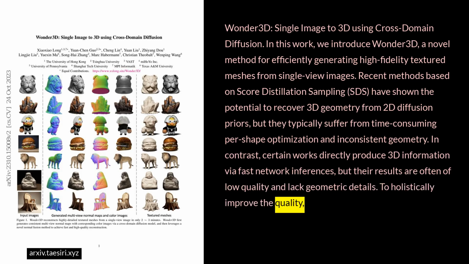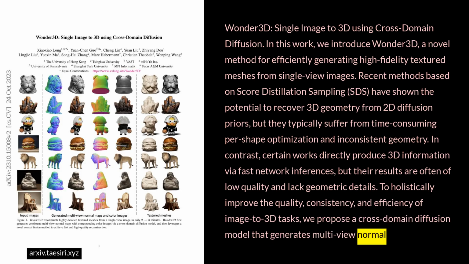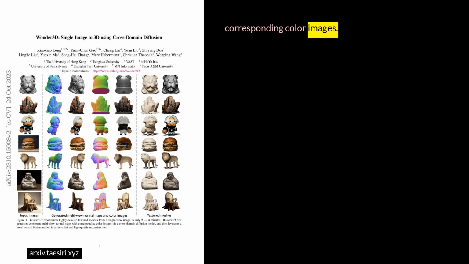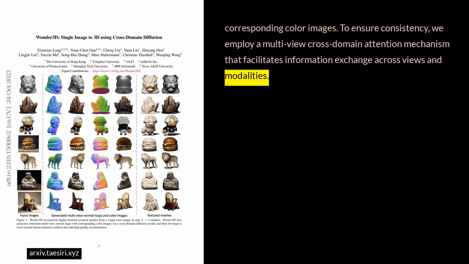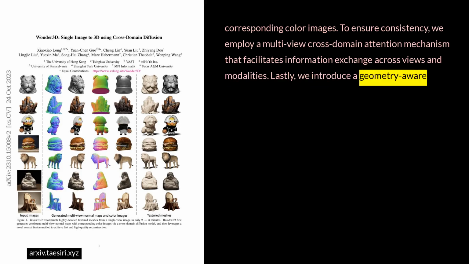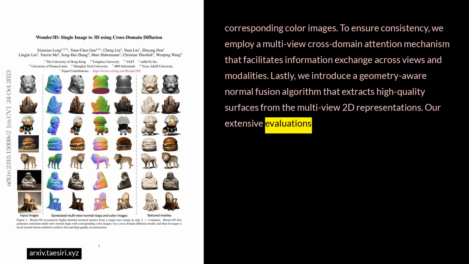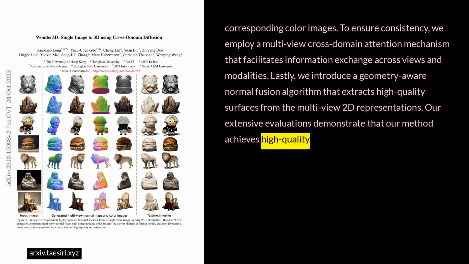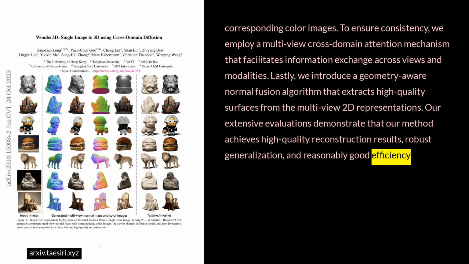To holistically improve the quality, consistency, and efficiency of image-to-3D tasks, we propose a cross-domain diffusion model that generates multi-view normal maps and the corresponding color images. To ensure consistency, we employ a multi-view cross-domain attention mechanism that facilitates information exchange across views and modalities. Lastly, we introduce a geometry-aware normal fusion algorithm that extracts high-quality surfaces from the multi-view 2D representations. Our extensive evaluations demonstrate that our method achieves high-quality reconstruction results, robust generalization, and reasonably good efficiency compared to prior works.